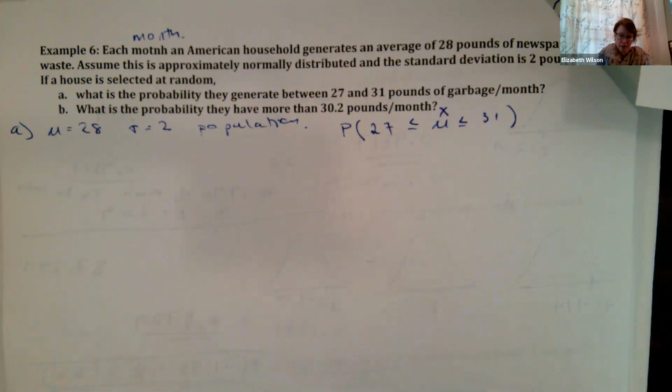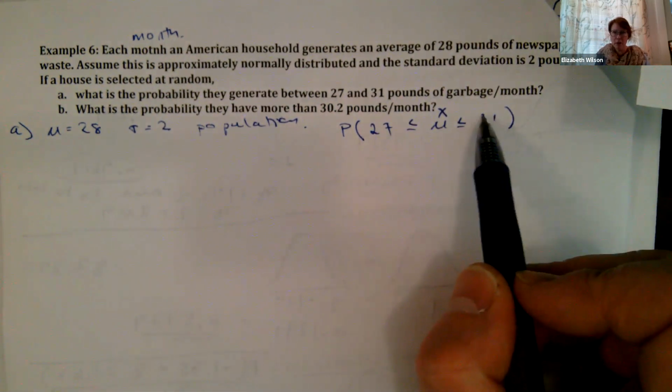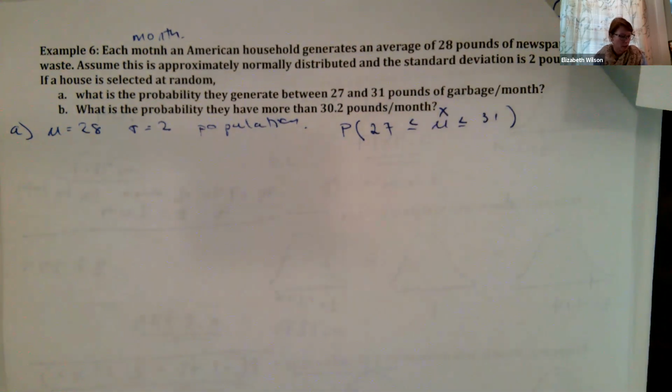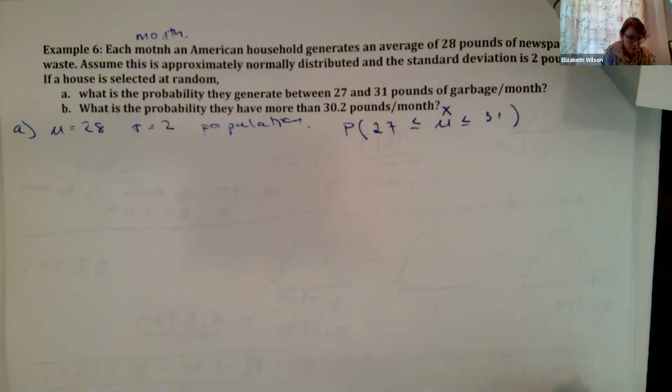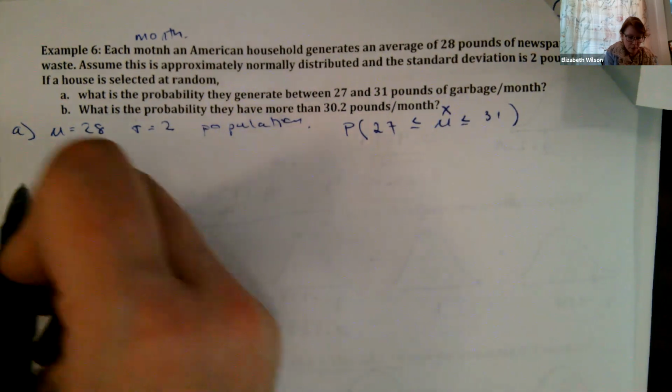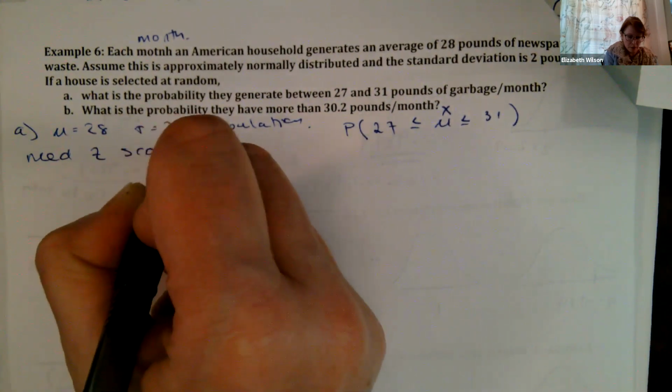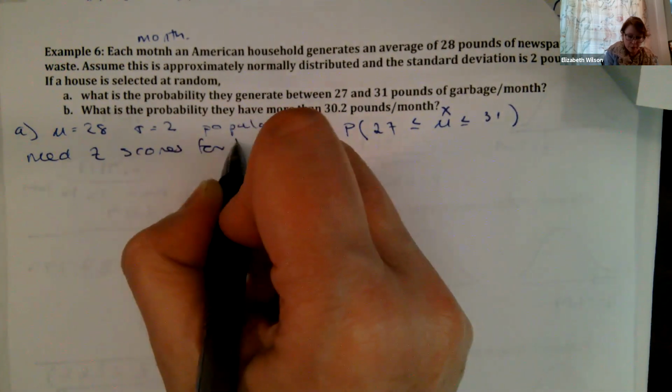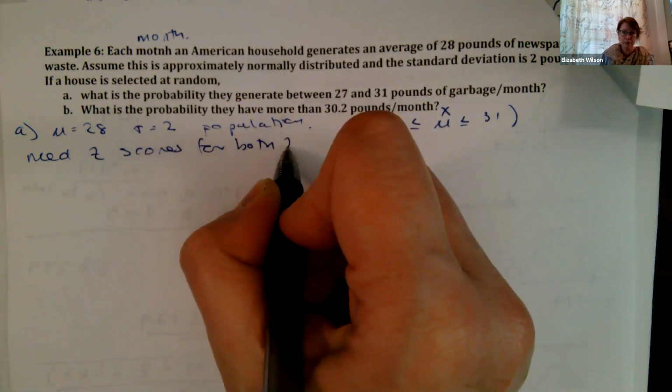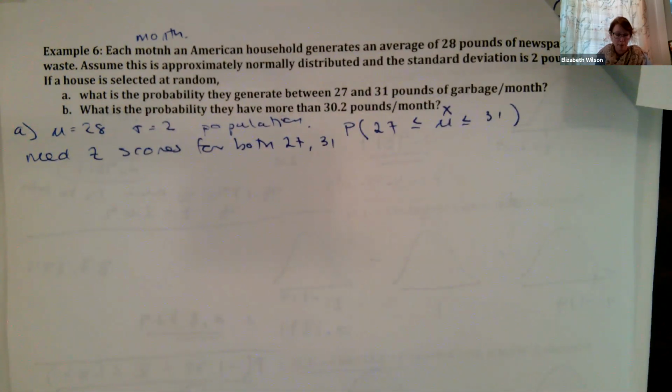Now I need to convert this 27 and 31 into z values so I can use my lookup table. So I'm going to need z scores for both 27 and 31. Then we're going to put those into our probability, but it will be a probability of z between these values.